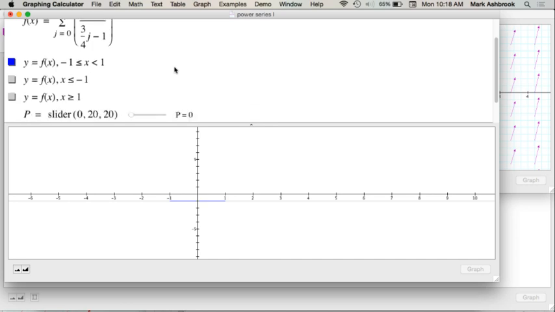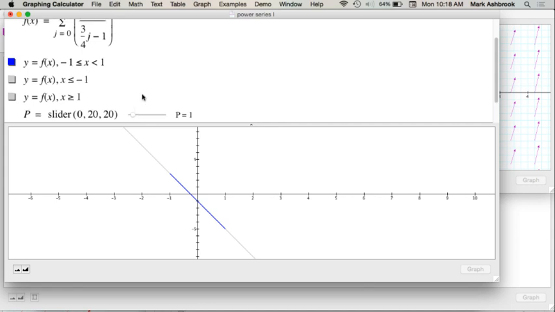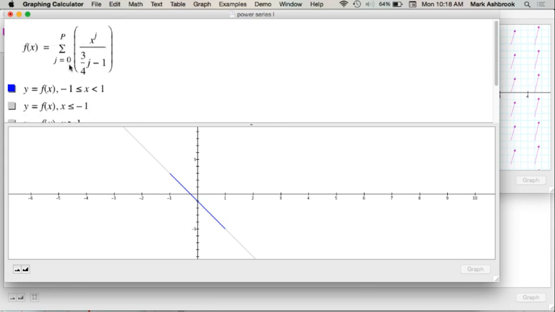But every time I go to the next partial sum, so now I'm going to add the first two terms together. And this is what I get. So this is when j equals 0 and j equals 1, you just have the two terms, right? So let's write that out. So when p equals 1, we'll have x to the 0 over 3/4 times 0 minus 1 plus x to the first over 3/4 times 1 minus 1. So what is that?